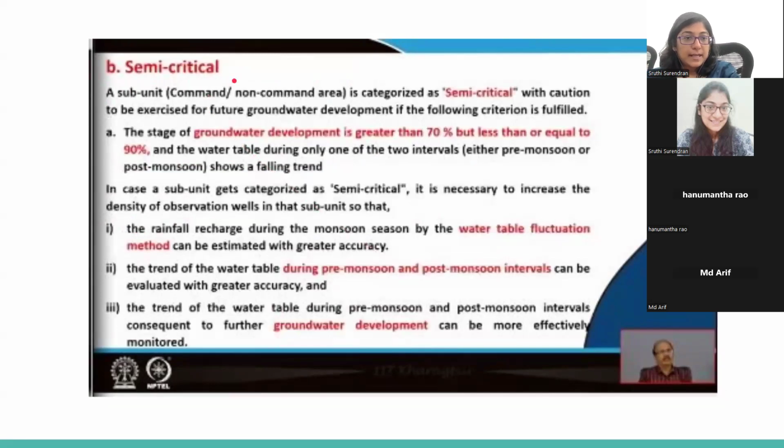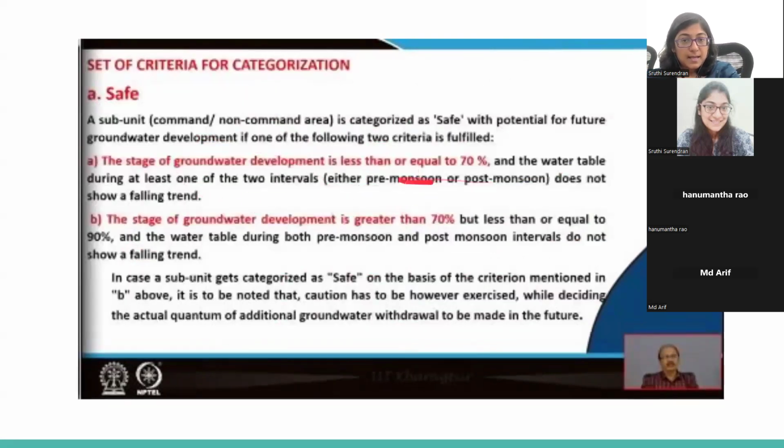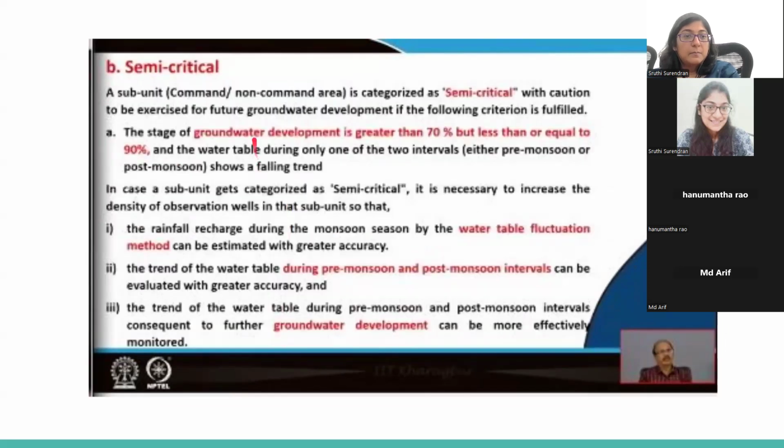Now, semi-critical area: the stage of groundwater development is greater than 70% and less than 90%, and the water table during only one of the intervals is showing a falling trend. So the difference here is this is less than 70% and a decline. Here this is between 70 and 90%, but no decline. But in semi-critical, it is between 70 and 90 percent, but there will be a falling trend.